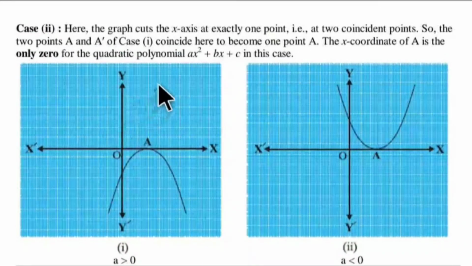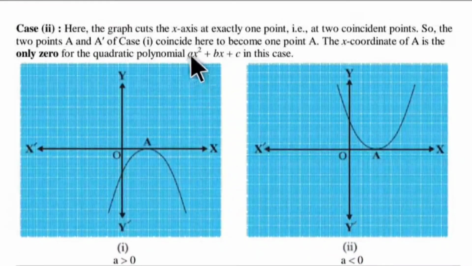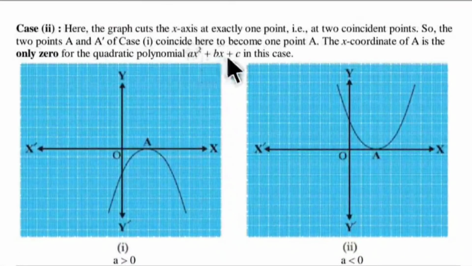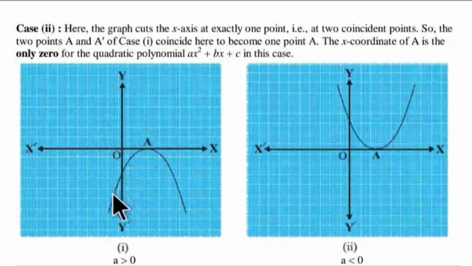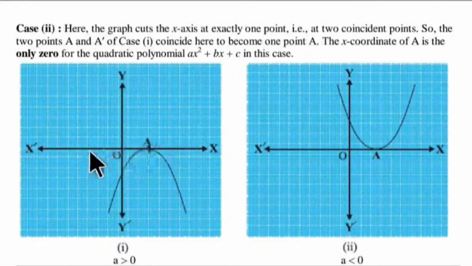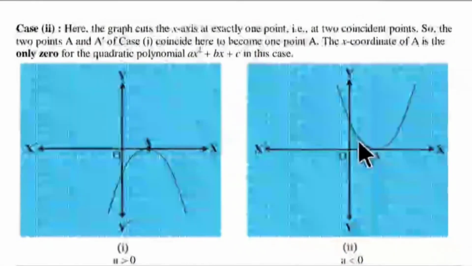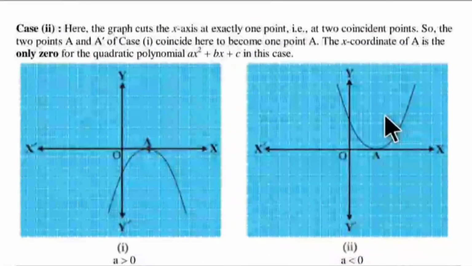Now the second case is given here, that is, the quadratic polynomial ax² + bx + c is given and the graph touches only one point here, hence only one zero is there. You have to see only the x-axis, not the y-axis. Here only one point is there, that's why there is only 1 zero. Here also the same, here also only 1 zero.